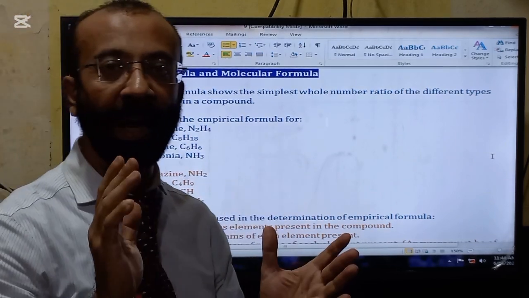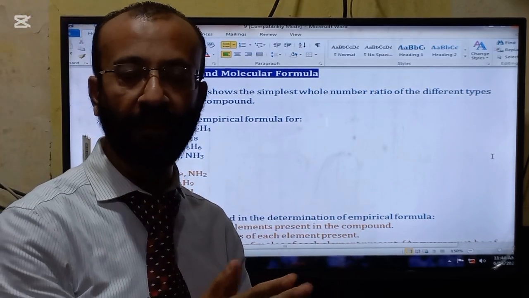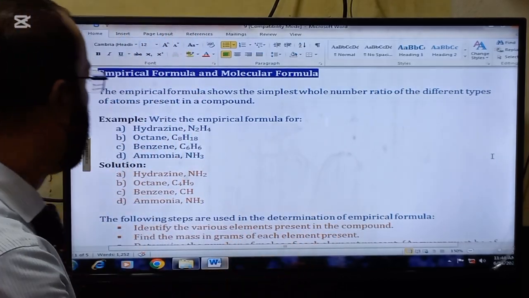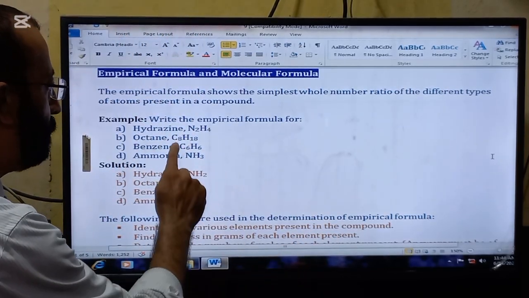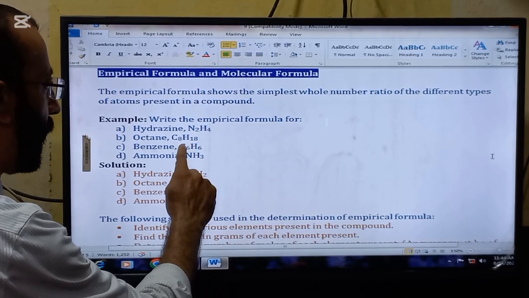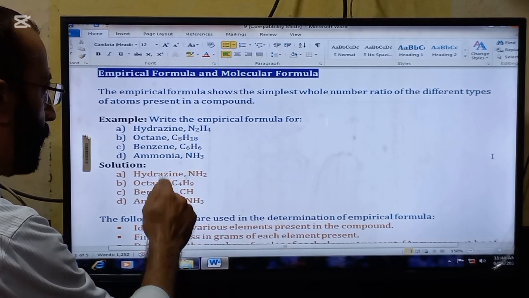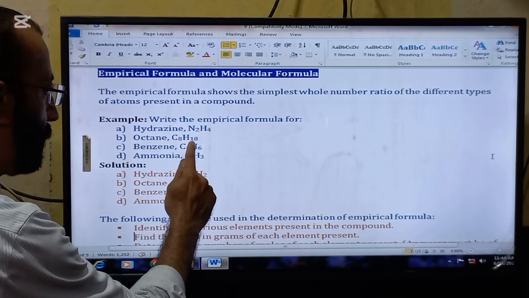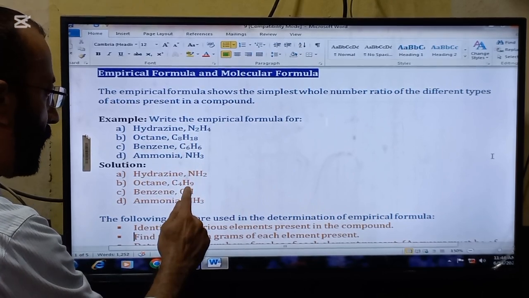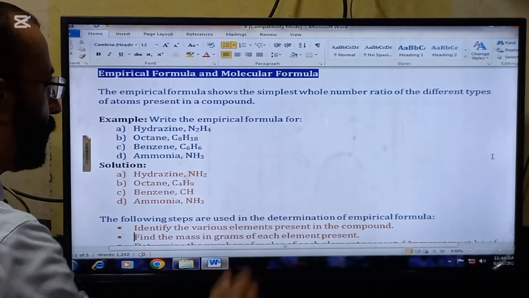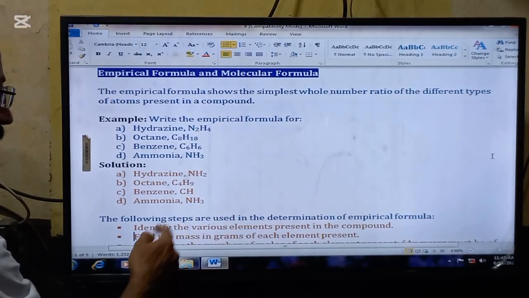So some maths concepts will be applied in the question. Look at the next one. The maximum table in which these numbers are coming is 2. So 2 fours are 8 and 2 nines are 18. So the formula will be C4H9. This is the simplest whole number ratio, so this is the empirical formula.